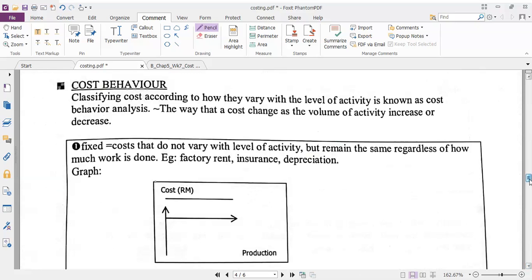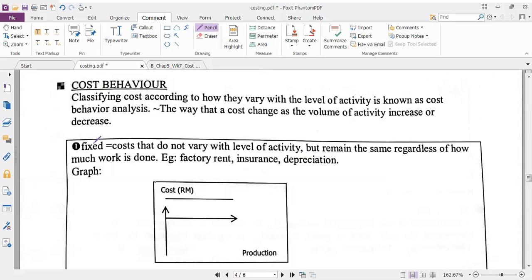Itu maksud. Okay, the first type of cost behavior, kita ada fixed cost. Fixed tu maksudnya apa? Tetap. Okay, so fixed. Yang ni pun akan masuk dalam final exam. So noted ya kelas.